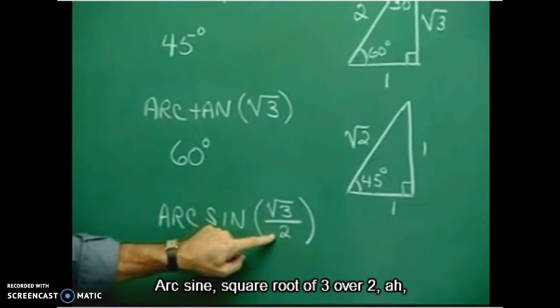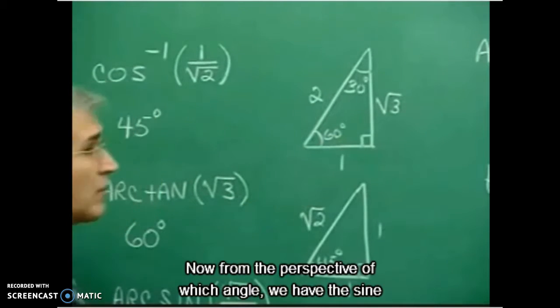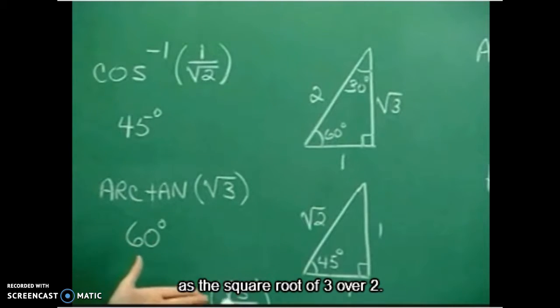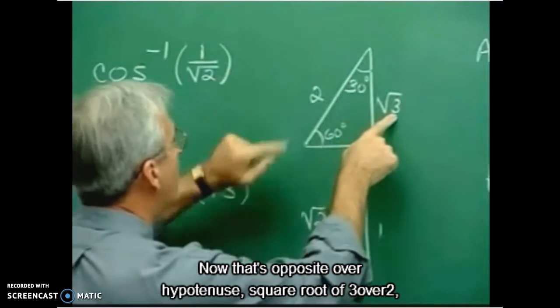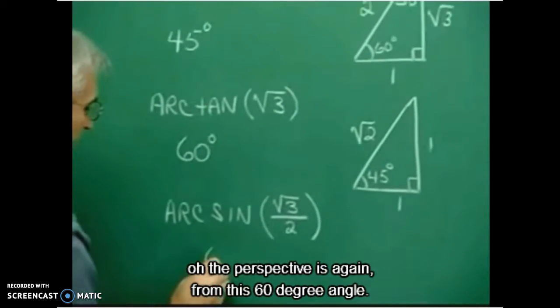Arcsine of square root of 3 over 2. The triangle that involves the square root of 3 is this one. From the perspective of which angle do we have the sine as the square root of 3 over 2? Sine is opposite over hypotenuse, square root of 3 over 2. The perspective is, again, from this 60-degree angle.